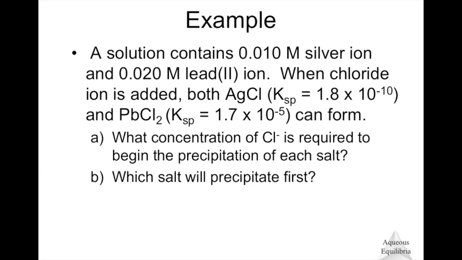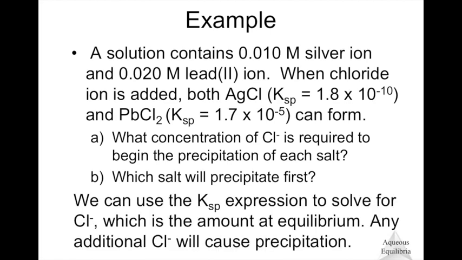or even maybe a little bit more complicated, which one is going to form first, which is what an example like this is. So you've got a solution that contains 0.01 molar silver ion and 0.02 molar lead-2 ion. And when chloride ion is added, you could make AgCl with this KSP and lead chloride, PbCl2, with this KSP. And so the question here is what concentration of chloride ion is required to begin the precipitation of each salt, and then which salt will precipitate first.